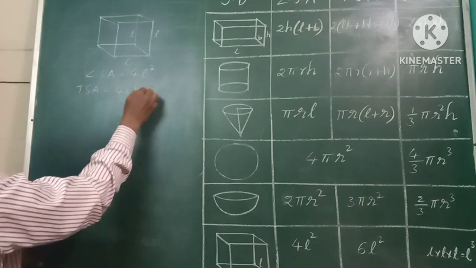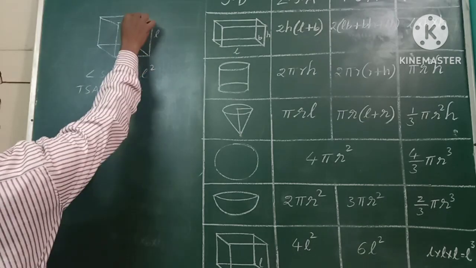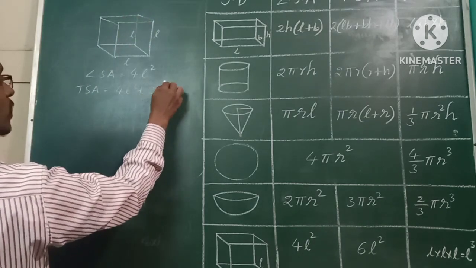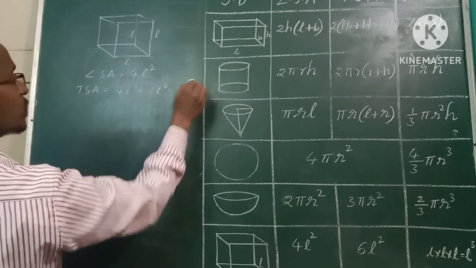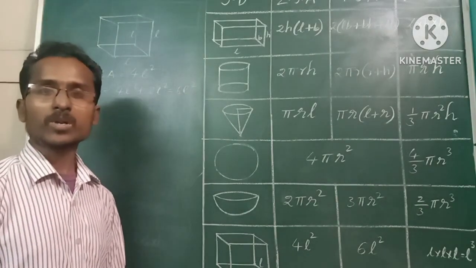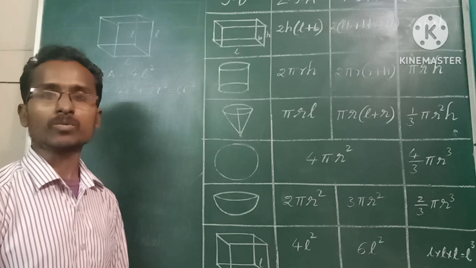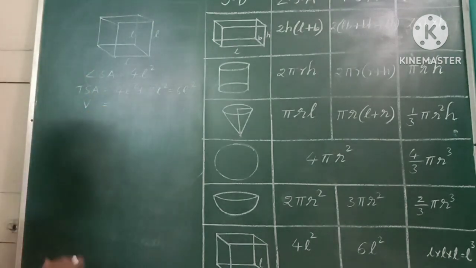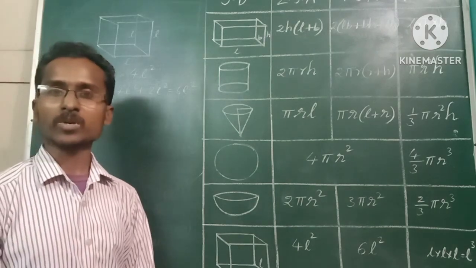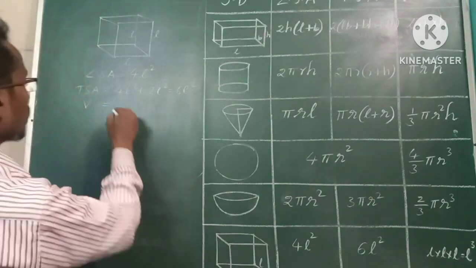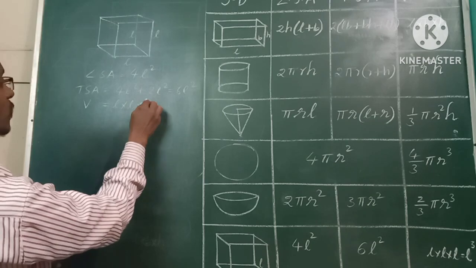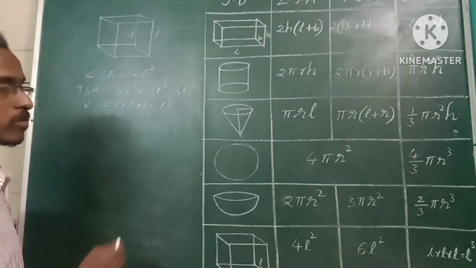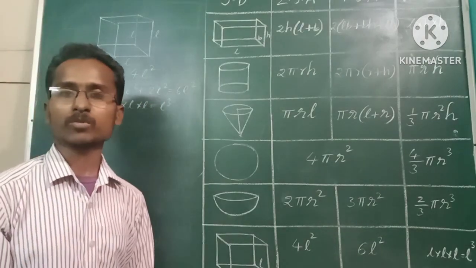Now, what is TSA? LSA plus top area plus bottom area: 4L square plus L square plus L square, which equals 6L square. That is the total surface area of a cube. Now, what is the volume of a cube? The product of three dimensions: length into length into length. L cube is the volume of a cube.